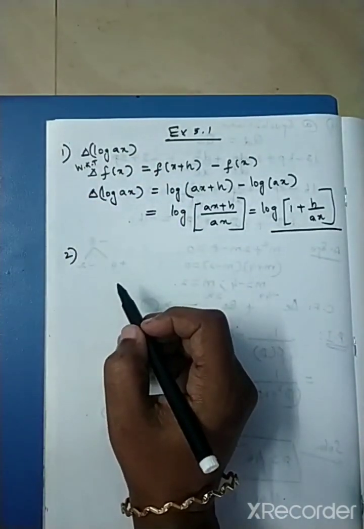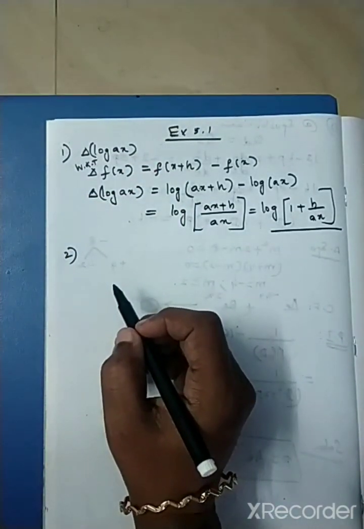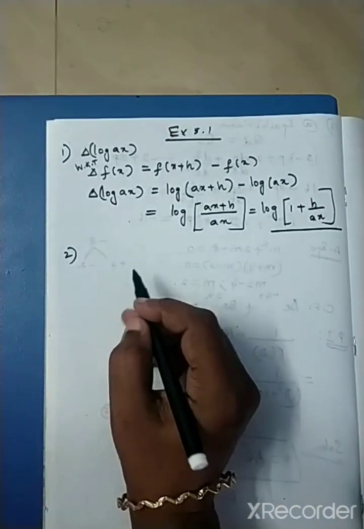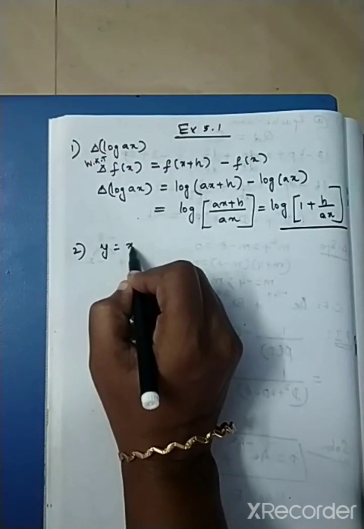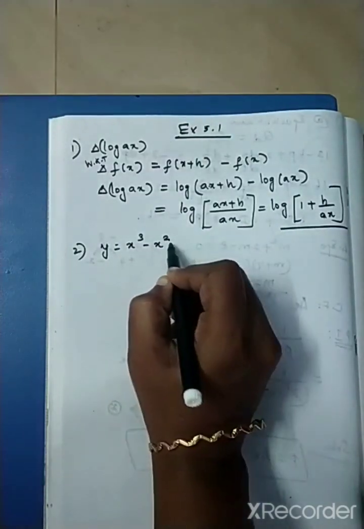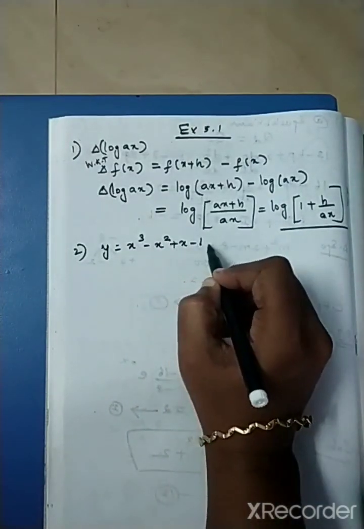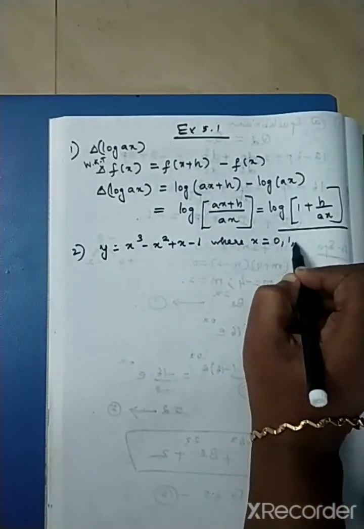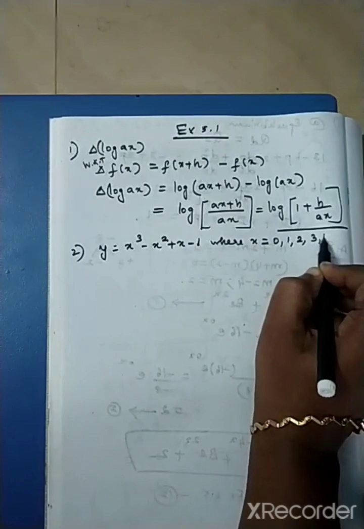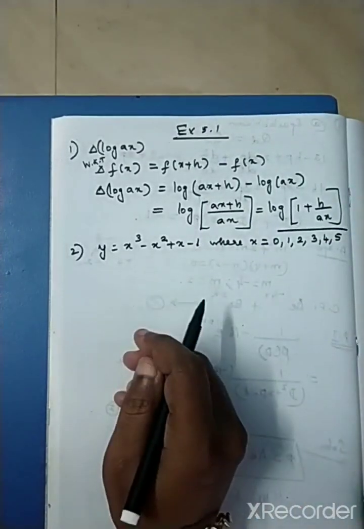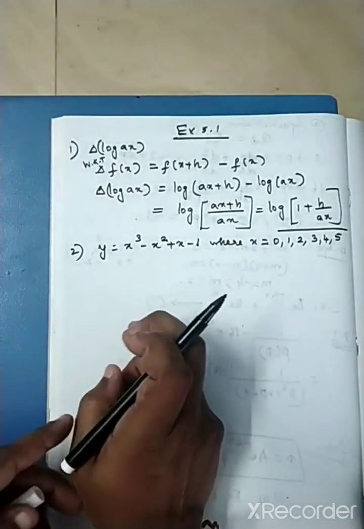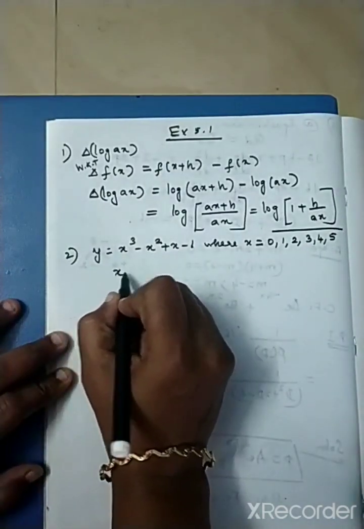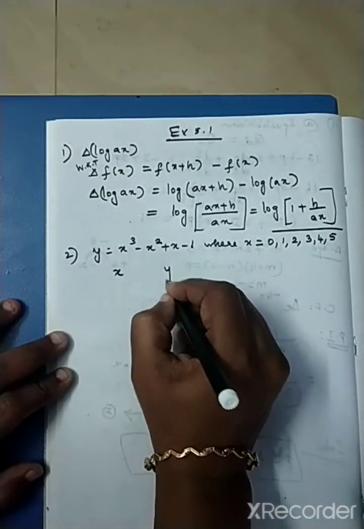Moving to the second one, you have to construct the forward differences table. You have been given y is equal to x cube minus x squared plus x minus 1, where x is equal to 0, 1, 2, 3, 4, 5. Okay, you have to construct the forward differences table. Now I'll form two columns, x and y, as of now.